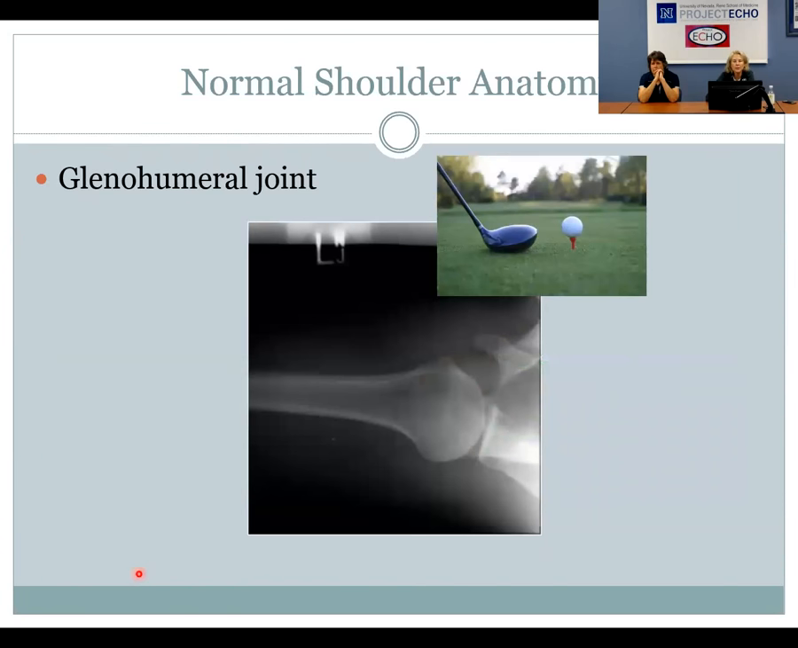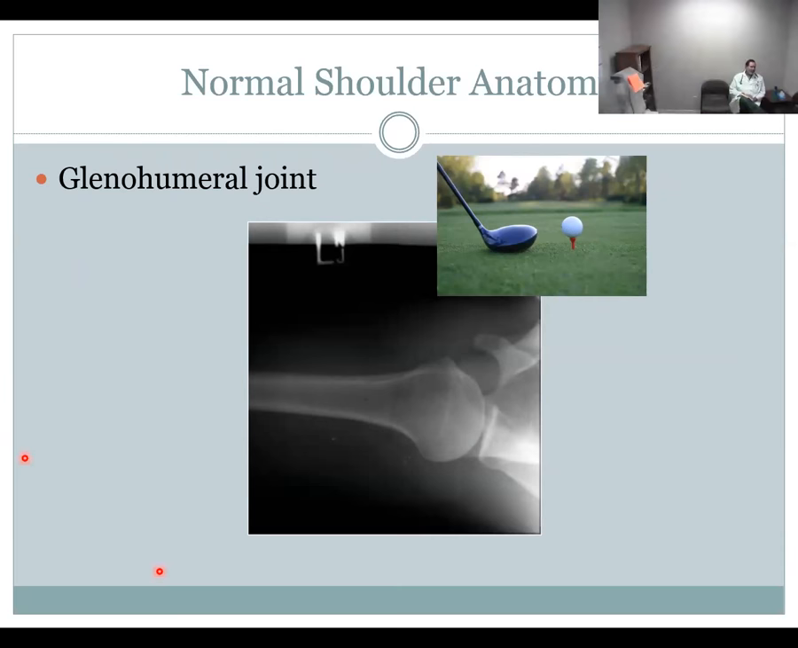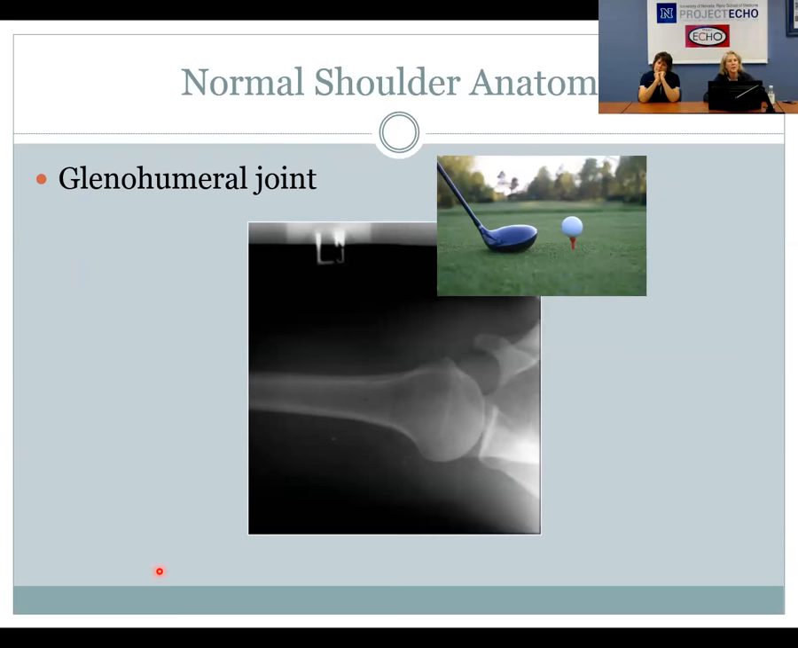Normally, the glenohumeral joint, and oftentimes I'll use this analogy of a golf ball on a golf tee. This is an analogy that I think most athletes or people can understand. So the glenoid fossa is like the golf tee, and the humeral head is like the golf ball. And at any one point in shoulder rotation, the golf tee or the glenoid only covers about 25% of the articular cartilage of the humeral head.